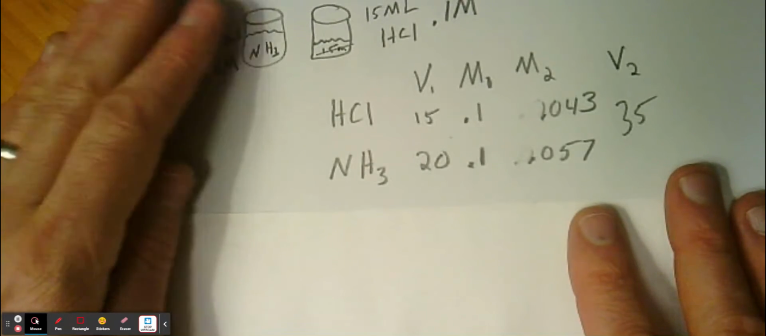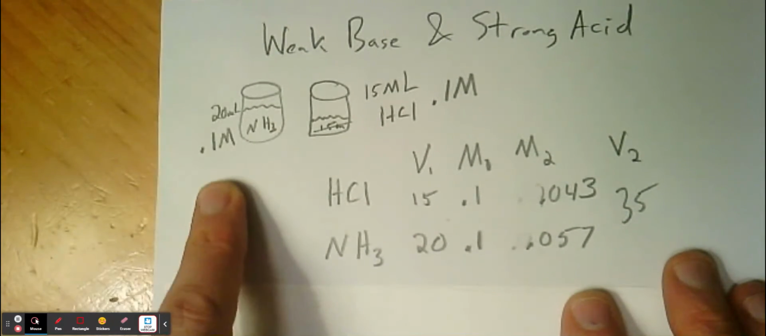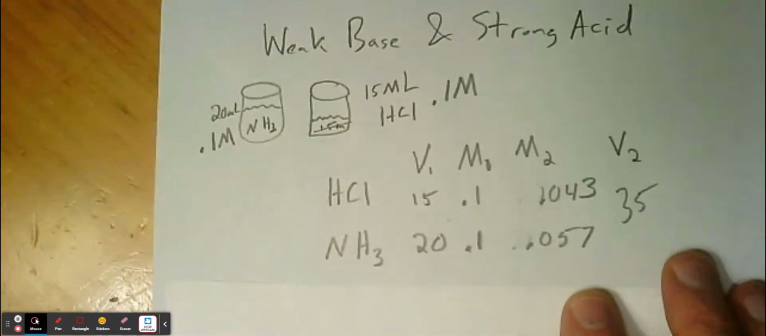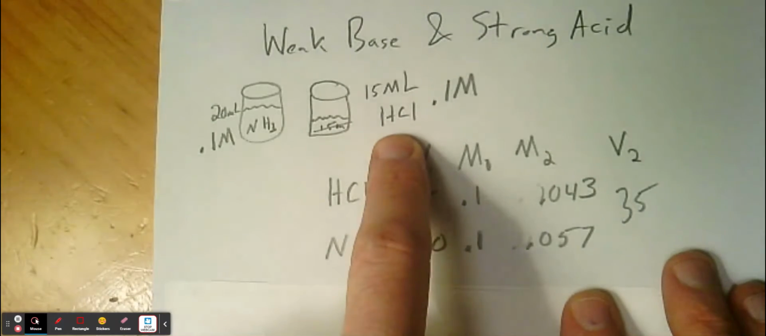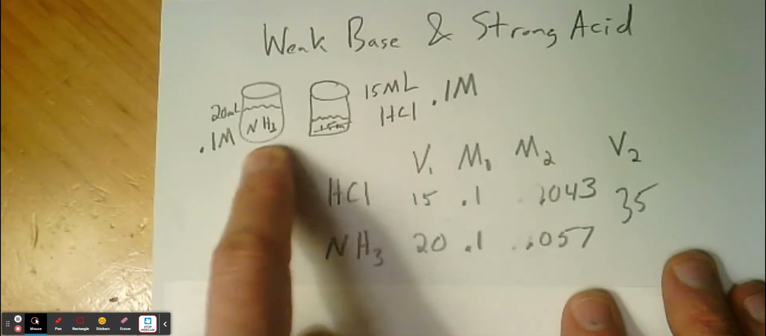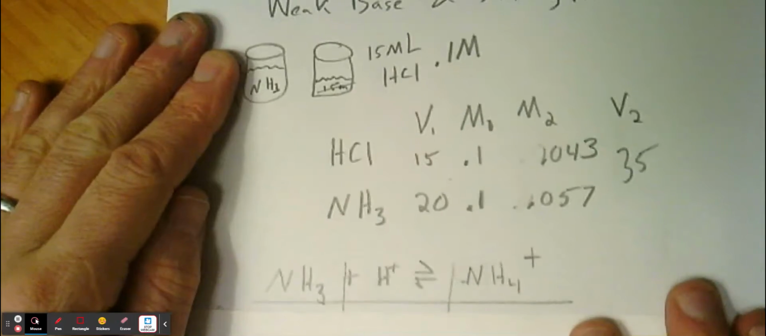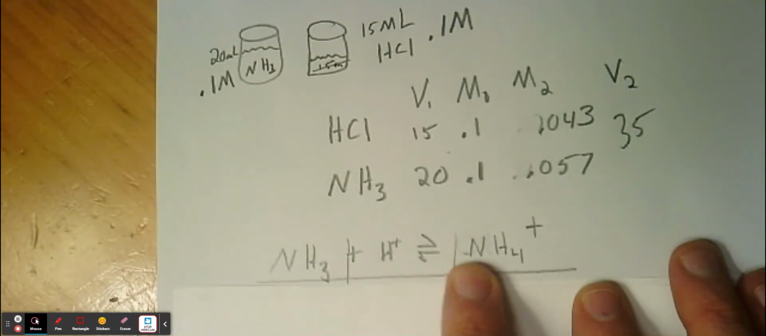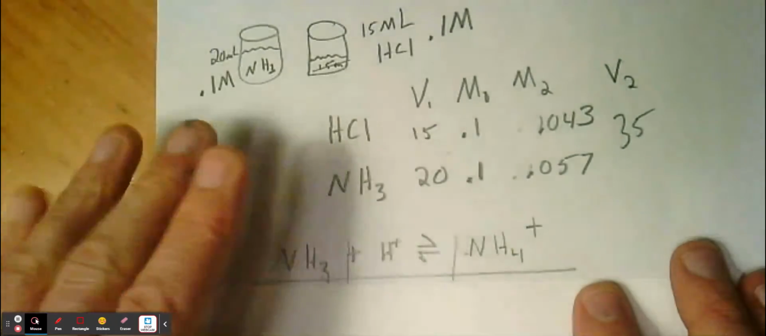And the next thing I need to do is write my net ionic equation. This is a tricky one. Ammonia doesn't dissociate. HCl dissociates into H and Cl, and you get this as our net ionic equation. Cl drops out on both sides because you make this into chloride and then it drops out.